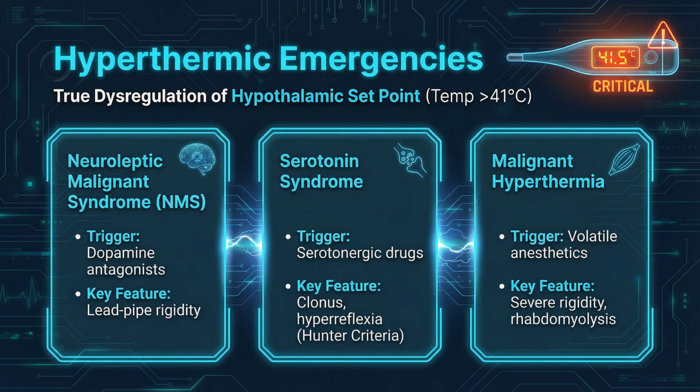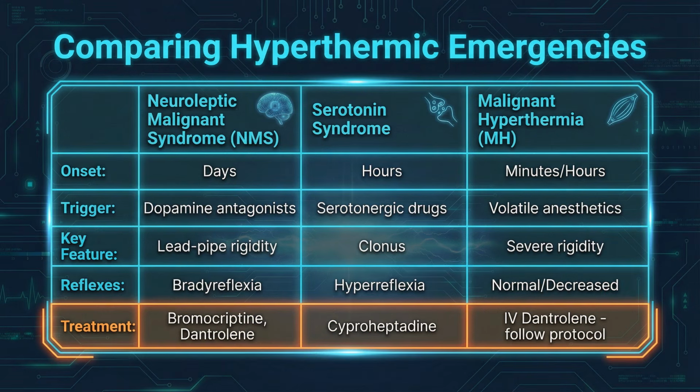Diagnosis is aided by the Hunter serotonin toxicity criteria. Malignant hyperthermia is triggered by volatile anesthetics and causes severe rigidity. Let us compare these 3 hyperthermic emergencies directly. Neuroleptic malignant syndrome develops over days, features lead pipe rigidity and bradyreflexia, and is treated with supportive care and lorazepam as the first-line agent. For severe or refractory cases, bromocriptine, amantadine, or dantrolene may be added.